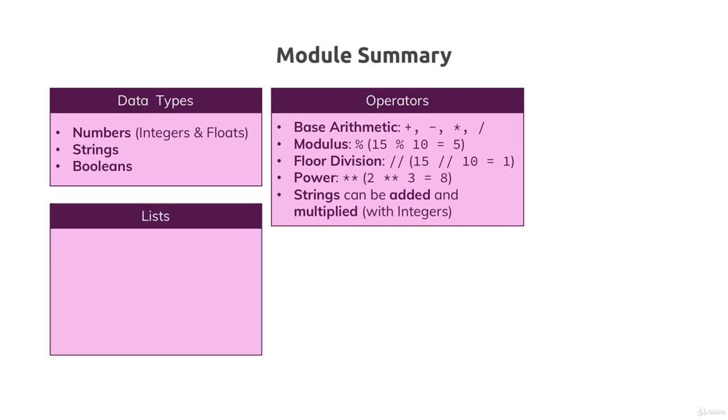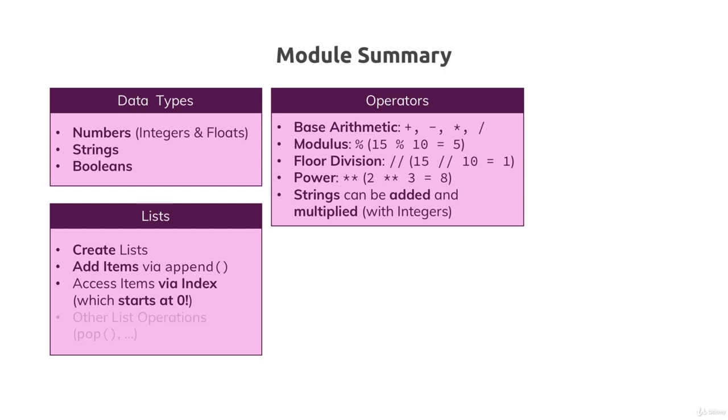We had a look at lists and we learned how we can create lists with the squared brackets, that we can add items with the append function, that we can access items with their index, which starts at 0, and that we can use -1 to get the last value, and that there are other list operations like pop and so on. We saw them blink up when we used the list in the IDE, for example.